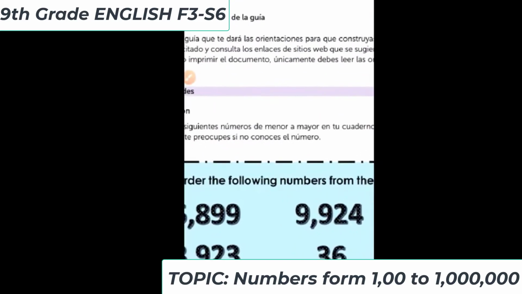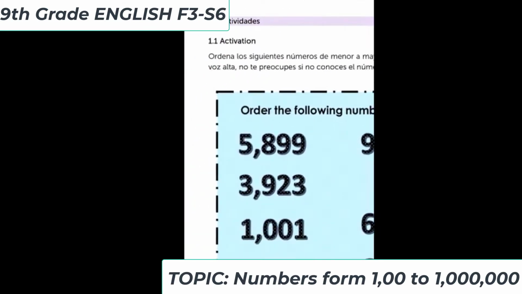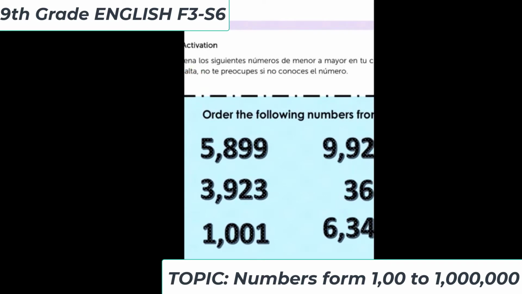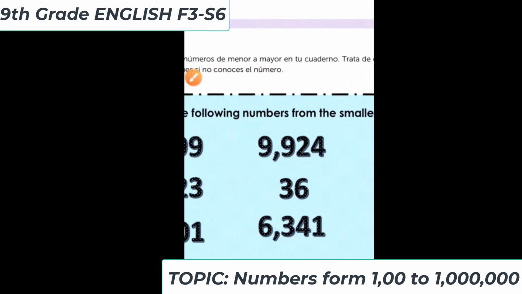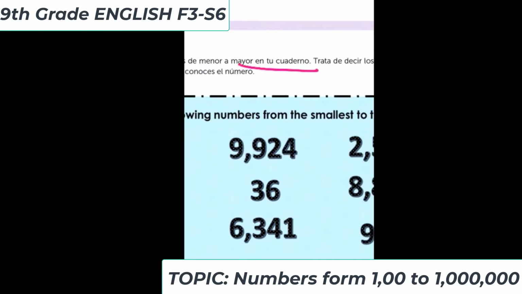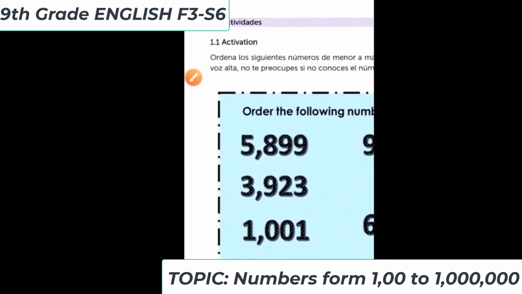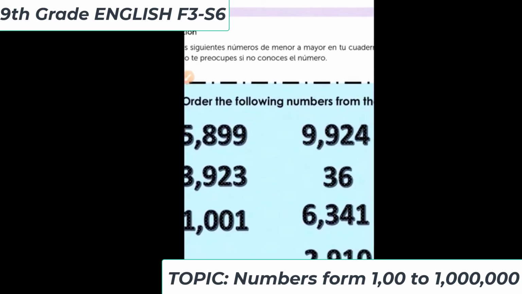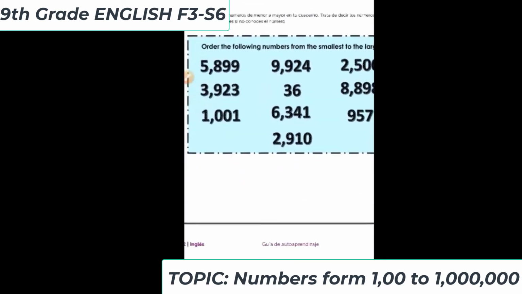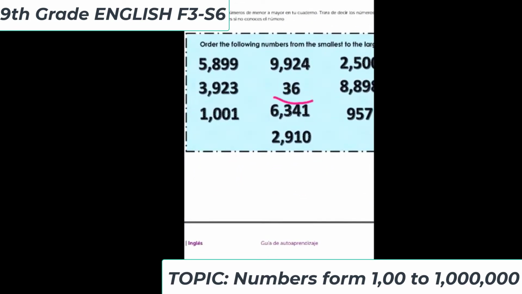Number 1.1, activation. Here, ordena los siguientes números de menor a mayor. Attention, order the following numbers de menor a mayor, en tu cuaderno, okay? In your notebook. Trata de decir los números en inglés en voz alta. No te preocupes si no conoces el número, okay? In this case, you have to order from the smallest to the largest, okay? Del menor al mayor in your notebook, okay?